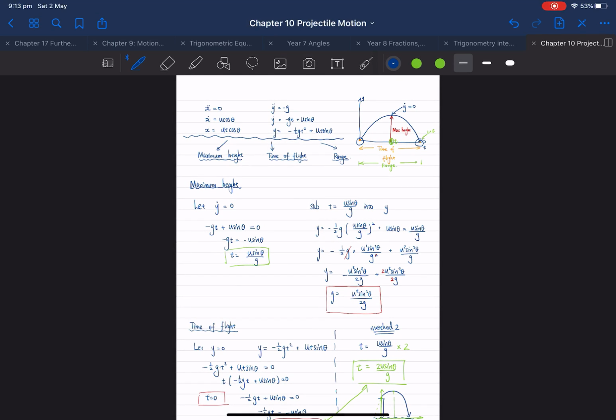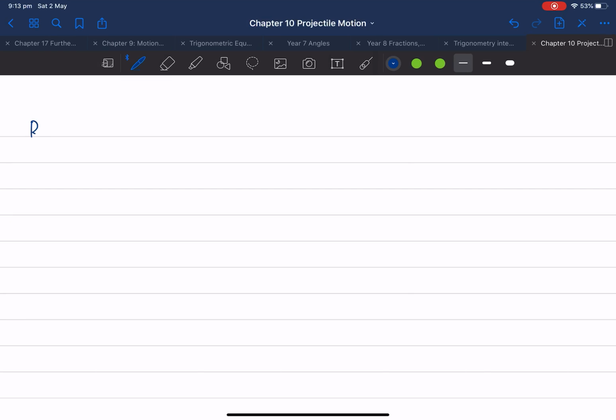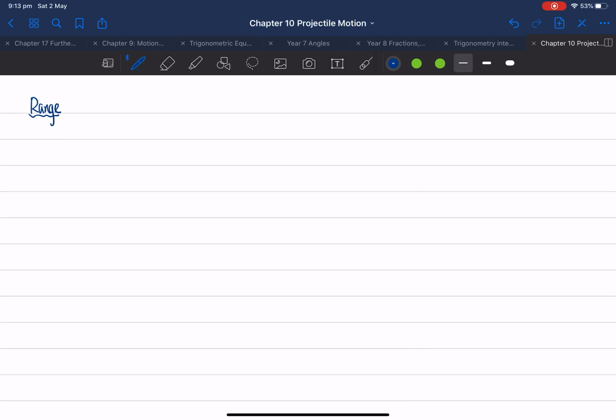The next one is the range. How do we find the range? It's really easy. Range is the x, so we write on the x coordinate. x is equal to ut cos theta. And as you can see, what we're missing here is the time it takes. But we know that time is the time of flight, how long it takes for the particle to travel.